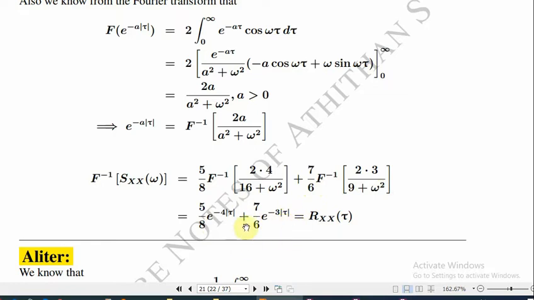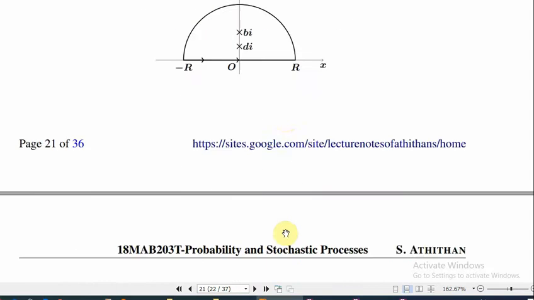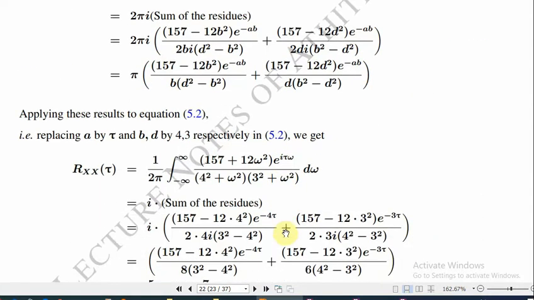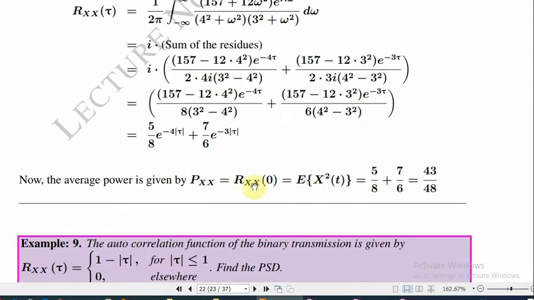One more thing they may ask is the average power. Average power is nothing but Rxx of 0. At tau equal to 0 we have Rxx of 0, where e power minus 4 mod tau becomes 1. So that is 5 by 8 plus 7 by 6. It is given at the end of this problem, I think. Let me see. Yes, here: Rxx of 0 is 5 by 8 plus 7 by 6, written as 43 by 48. Actually, that is wrong, I think. 8 times 6 is 48, so if you take it, it is 43 by 24, I think.